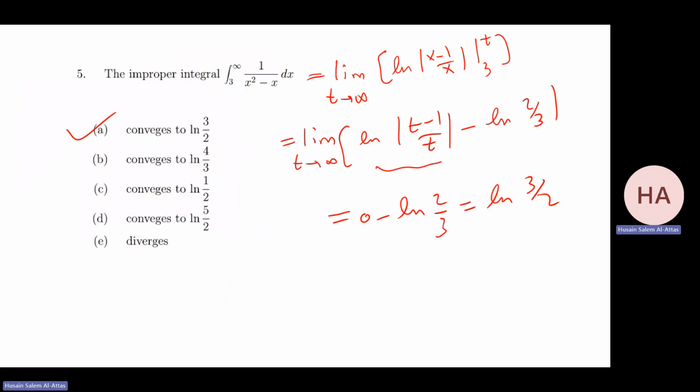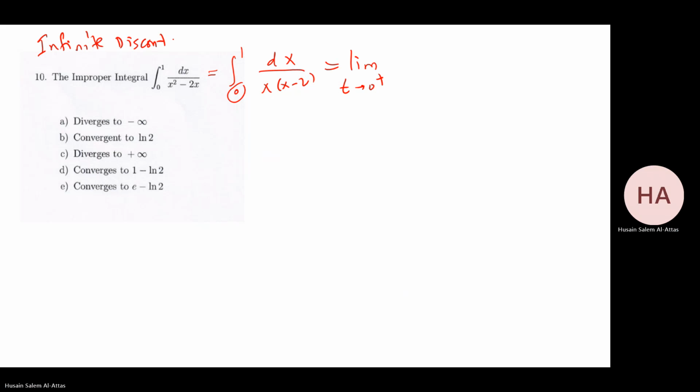X squared minus 2x. What is that? No, this is x squared minus x. This one is 0 to 1, x minus 2. So my concern is only about the 0. So this is a limit, t goes to 0. I have infinite discontinuity at 0, infinite discontinuity at x equals 0.